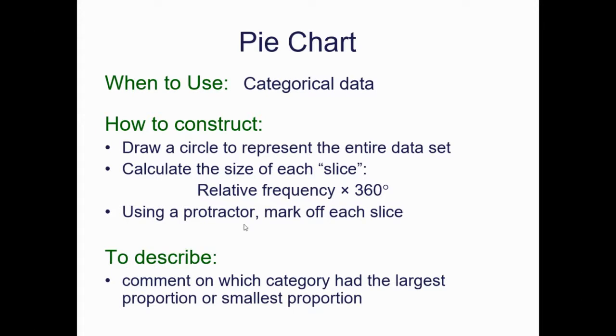So when we look at a pie chart, the way we would describe it is to comment on which category had the largest, which had the smallest, stuff like that.